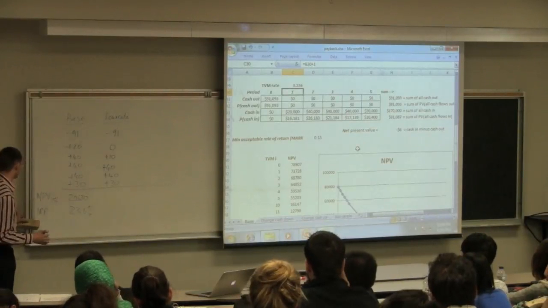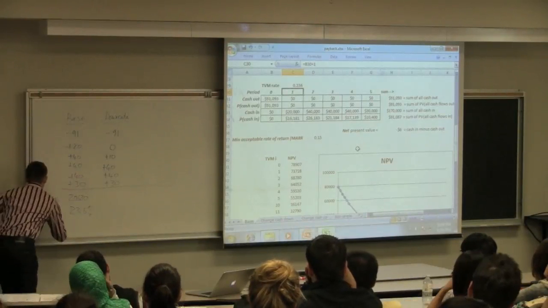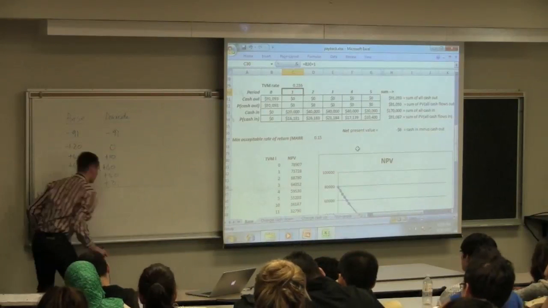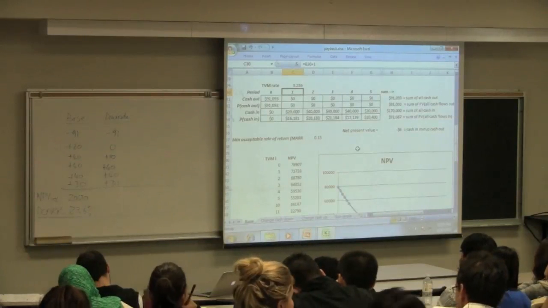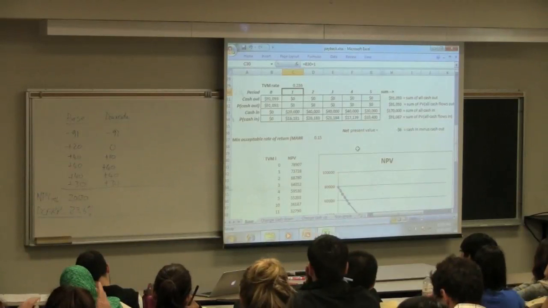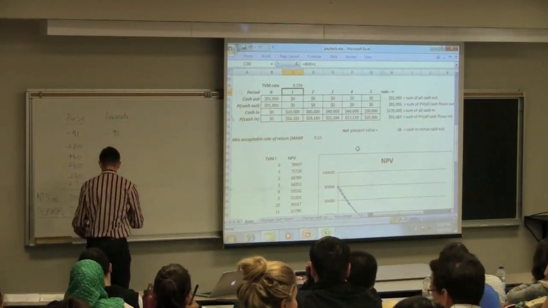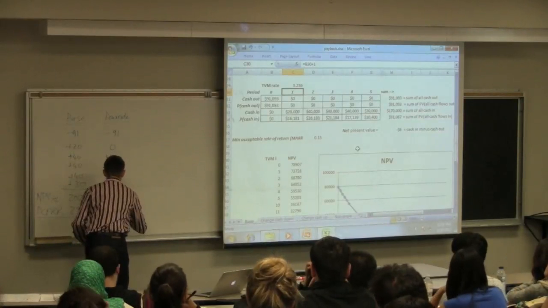I see, okay. It's actually causing this issue. This should be called DCF. So your DCFRR, your discounted cash flow rate of return, is going to be lower. It will be lower, on the order of 7.69%.